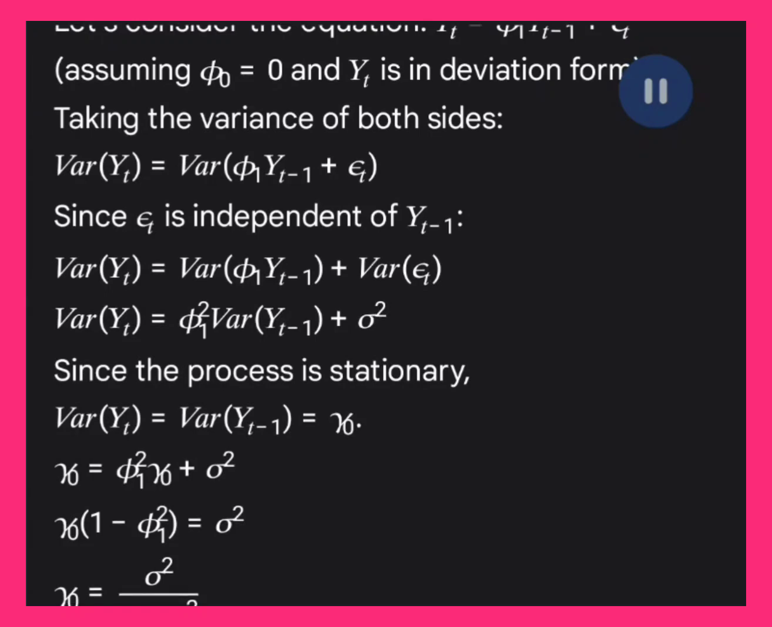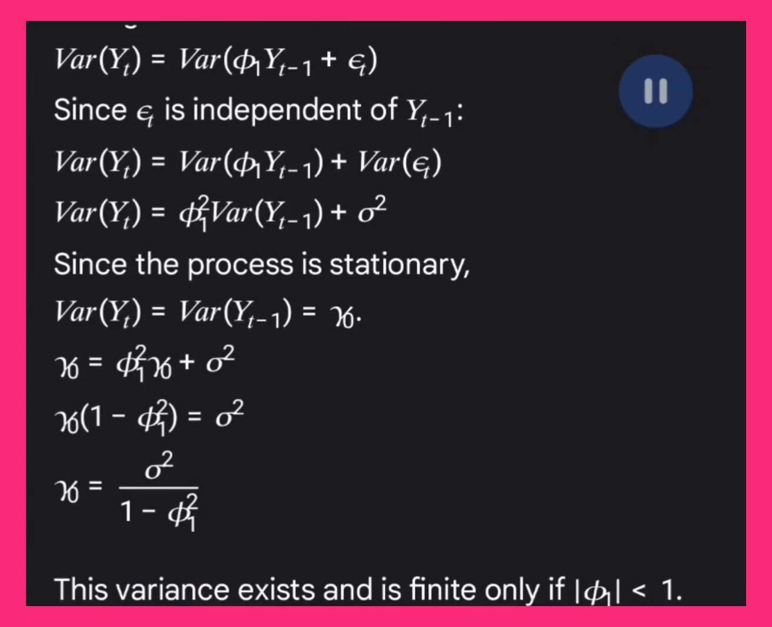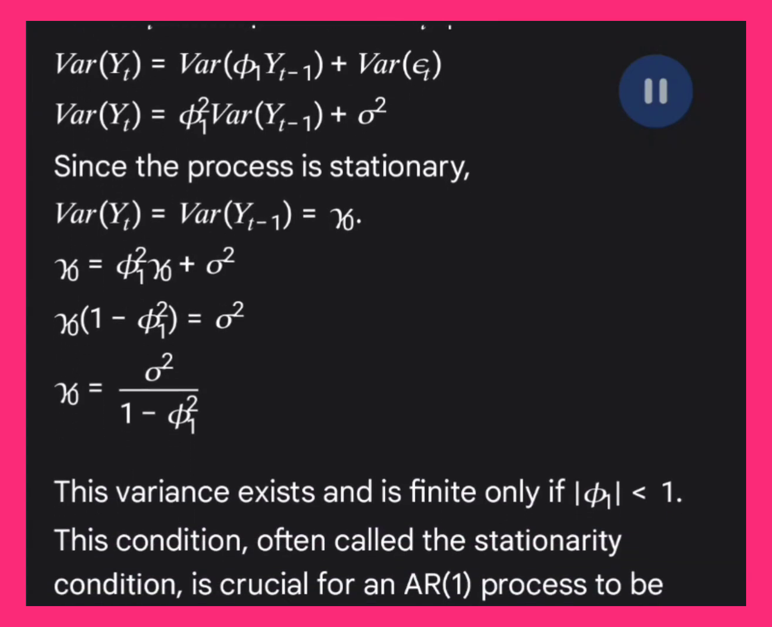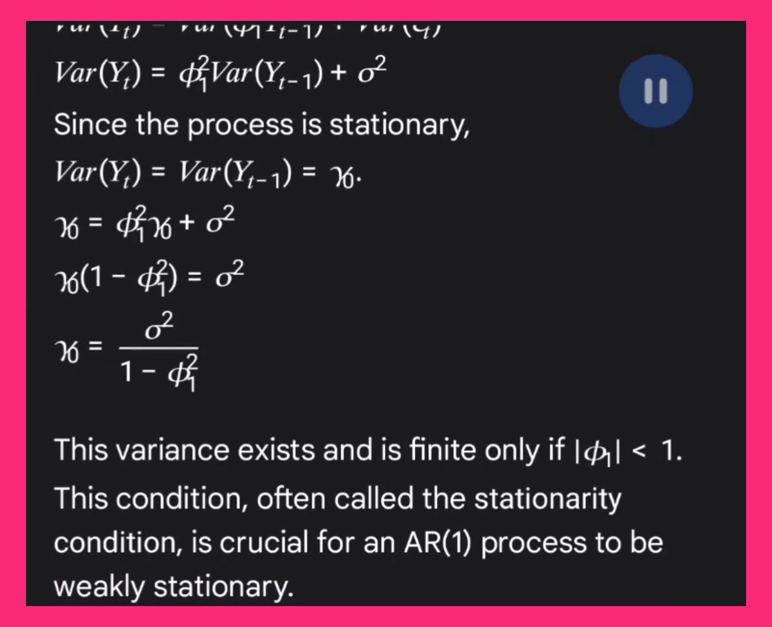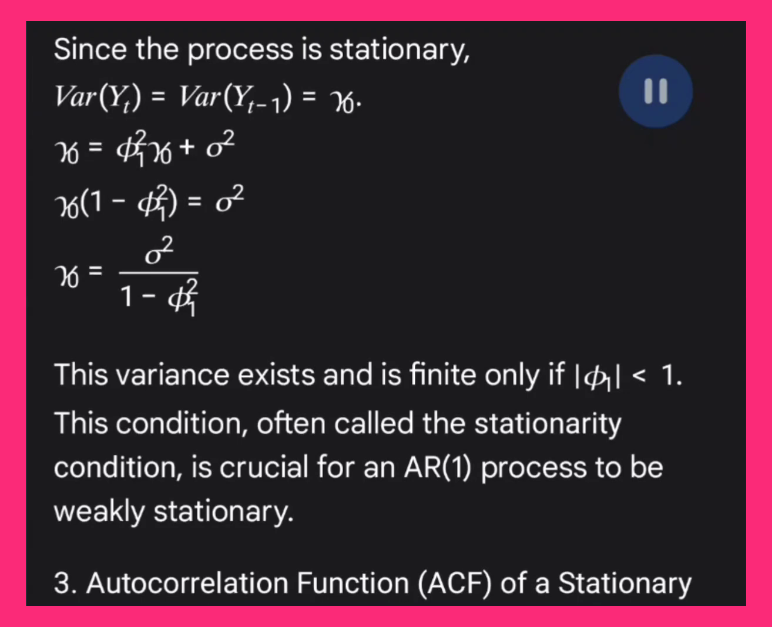γ_0 = φ_1² γ_0 + σ², so γ_0(1 − φ_1²) = σ², and γ_0 = σ² / (1 − φ_1²). This variance exists and is finite only if |φ_1| < 1. This condition, often called the stationarity condition, is crucial for an AR(1) process to be weakly stationary.